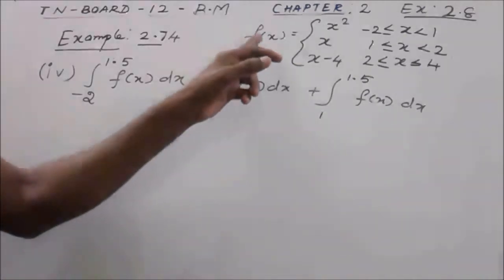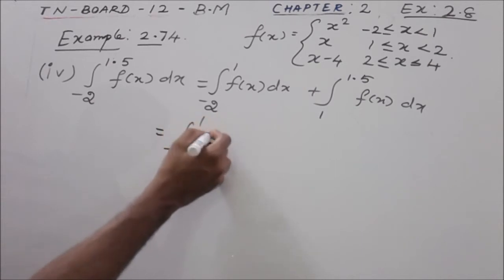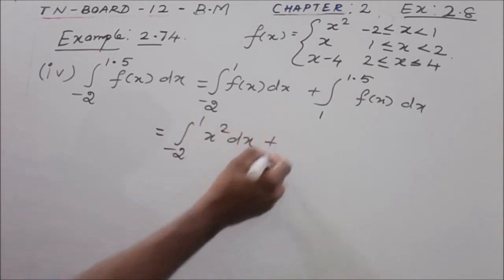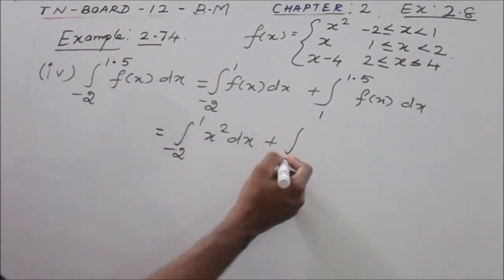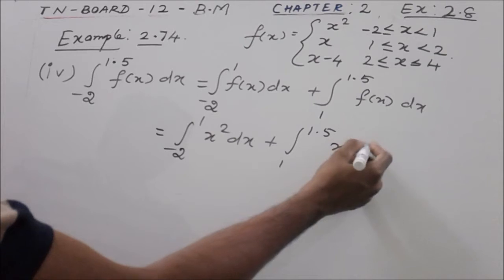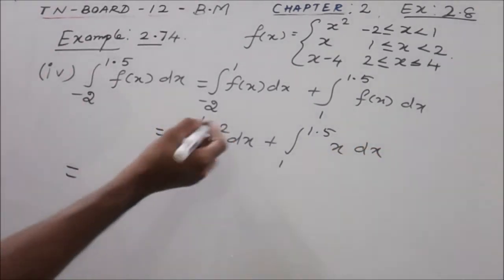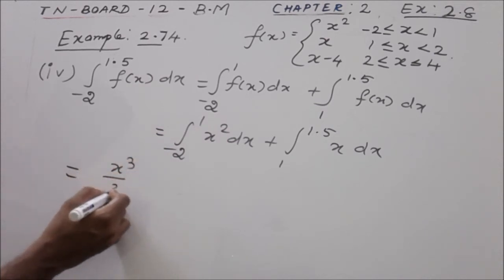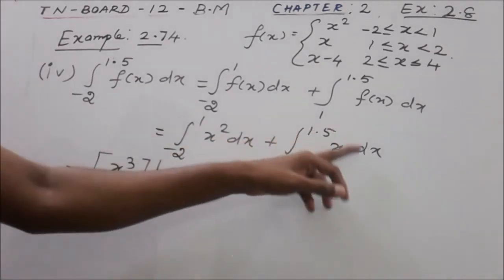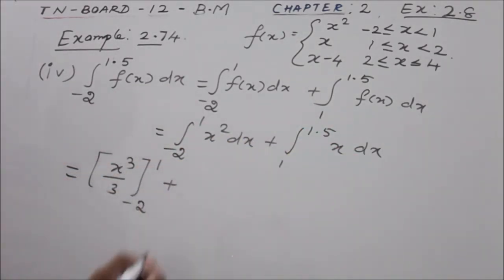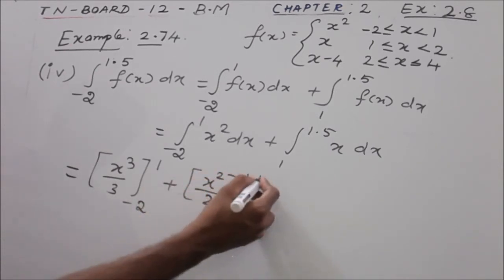Here for minus 2 to 1, the function is x square. So substitute here integral minus 2 to 1 x square dx, plus for 1 to 1.5 the function is x. So here integral 1 to 1.5 x dx, which is equal to, integrating the first one, x square dx means x cube by 3, limit minus 2 to 1, plus moving to the second integral, integrating this we have x square by 2, limit 1 to 1.5.